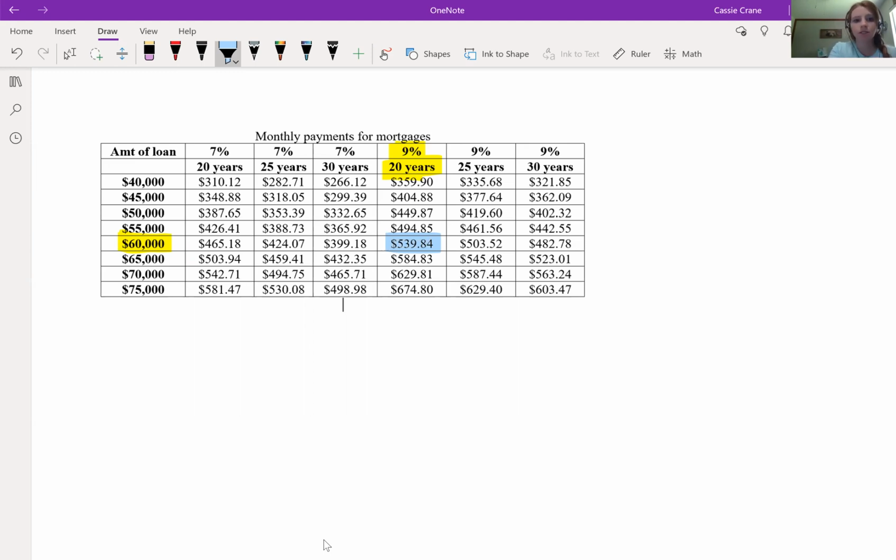Now the questions that you'll see to do with this are going to be things like, well, I'm just going to take one straight from the assignment. I'm going to look at number 3. It says Fred takes out a mortgage for $60,000 at 7% for 20 years. So $60,000 at 7% for 20 years.